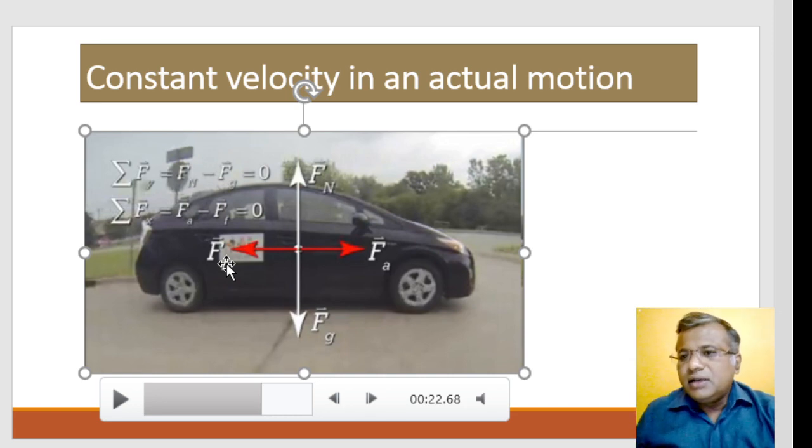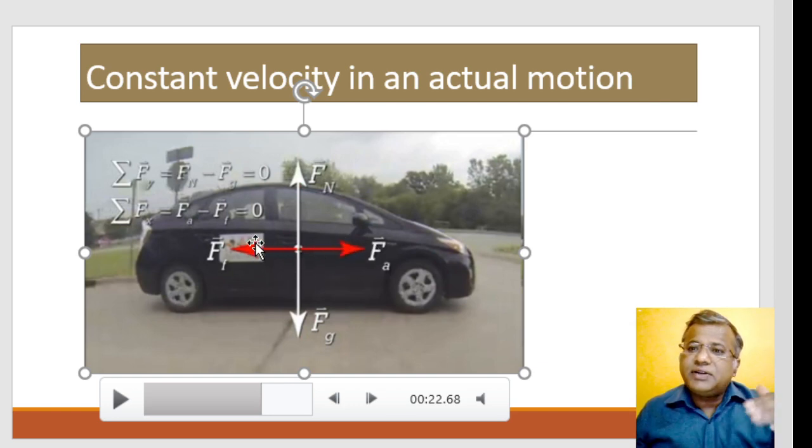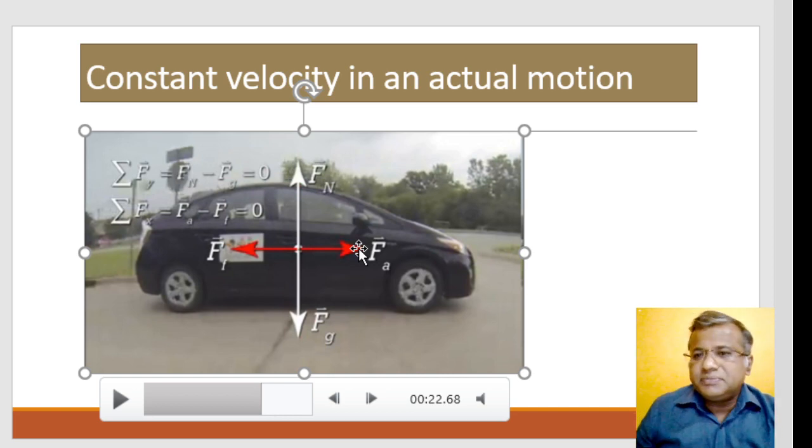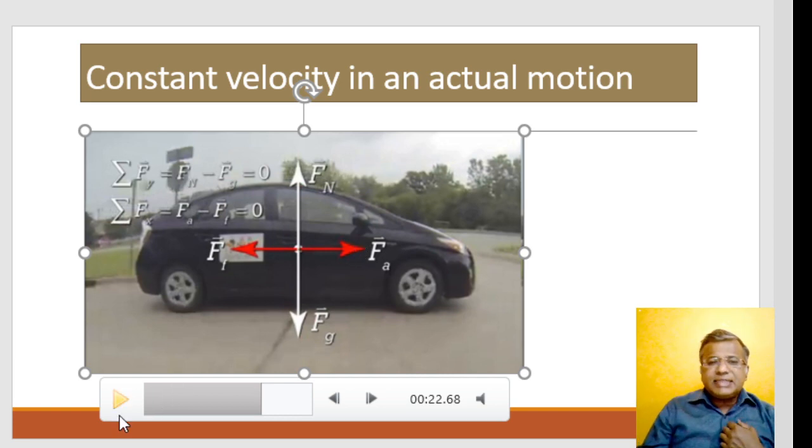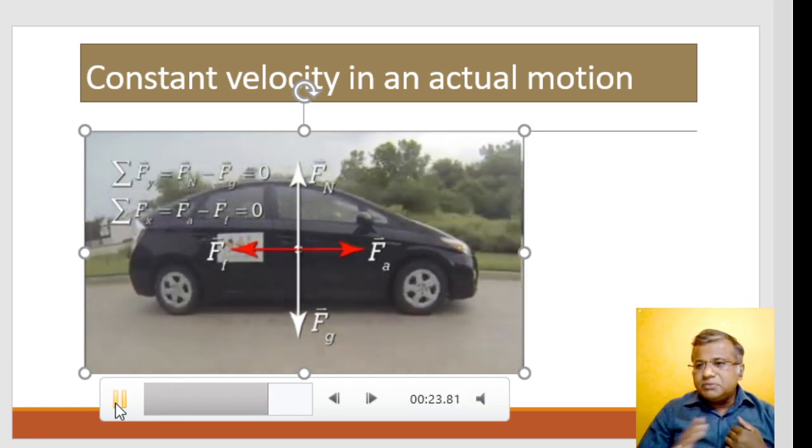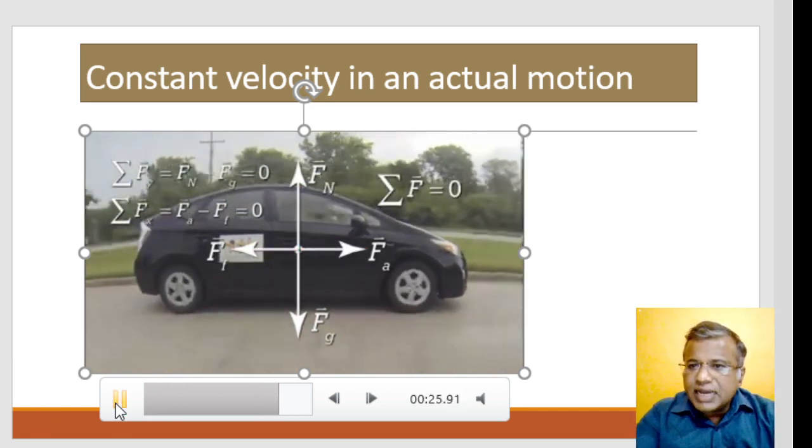Just think over it. If your applied force is slightly less than the frictional force, if your applied force is slightly more than the frictional force, what will happen? If the applied force is slightly more, the vehicle will increase its velocity. If your applied force is slightly less than the frictional force, your vehicle will be moving, but its velocity will be decreasing. Okay, so this is how you basically understand that even if the object is in motion, there are a number of forces acting on it.